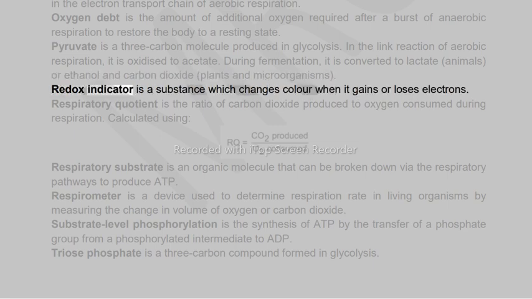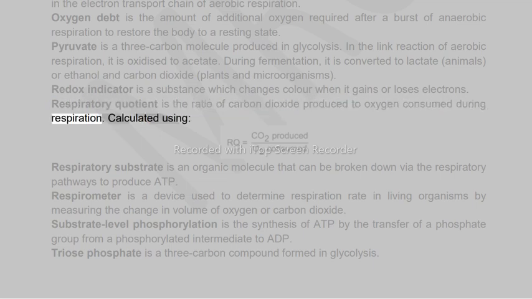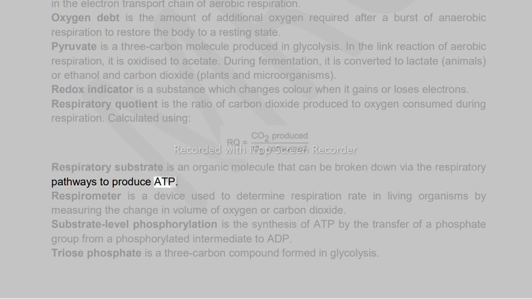Redox indicator is a substance which changes color when it gains or loses electrons. Respiratory quotient is the ratio of carbon dioxide produced to oxygen consumed during respiration. Respiratory substrate is an organic molecule that can be broken down via the respiratory pathways to produce ATP.